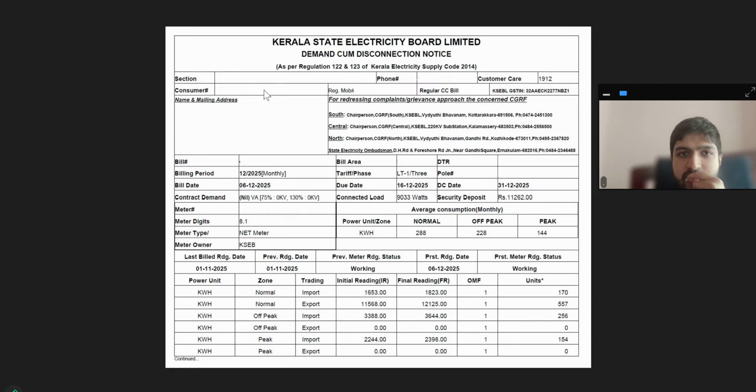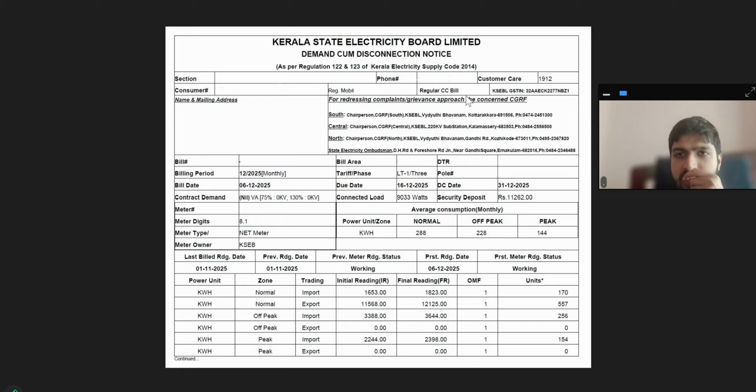So the section is mentioned here, the area your electricity bill belongs to. One state is divided into different electrical sections that will be mentioned here. The phone number of the electrical section concerned will be mentioned here. The customer care number, that is the toll-free number for any issue related to KSEB, 1912, is mentioned here. The consumer number, unique for every individual, is mentioned here. The registered mobile number, that is your mobile number registered with the utility or KSEB, is mentioned here.